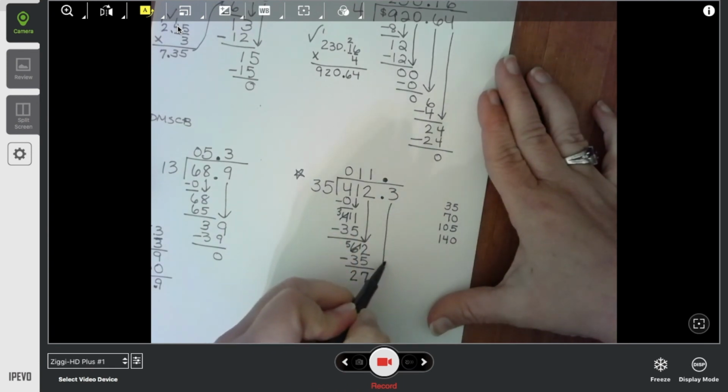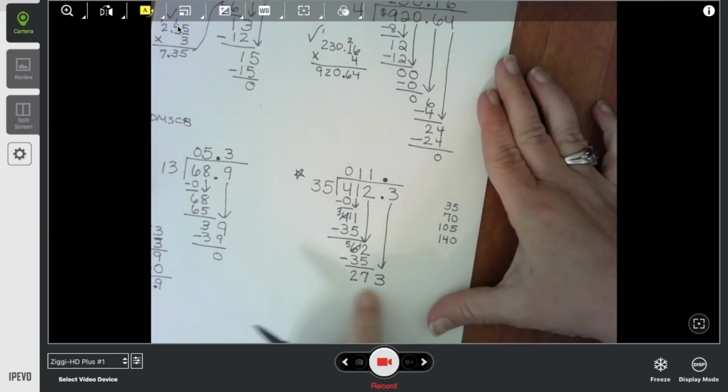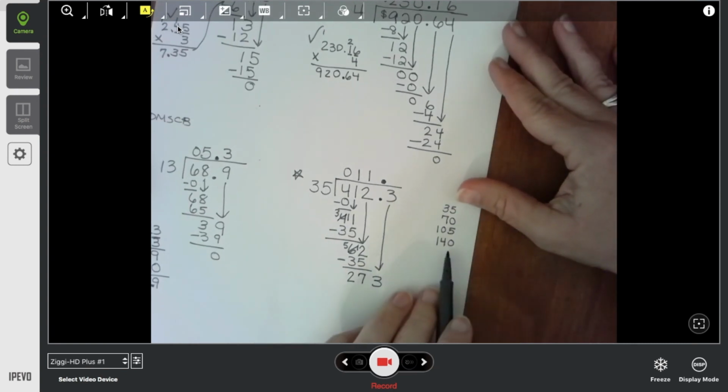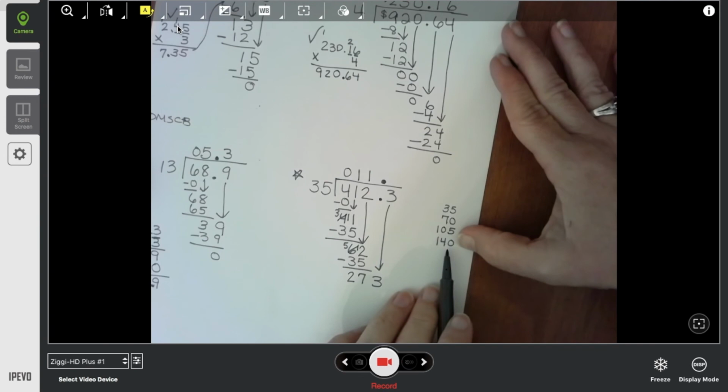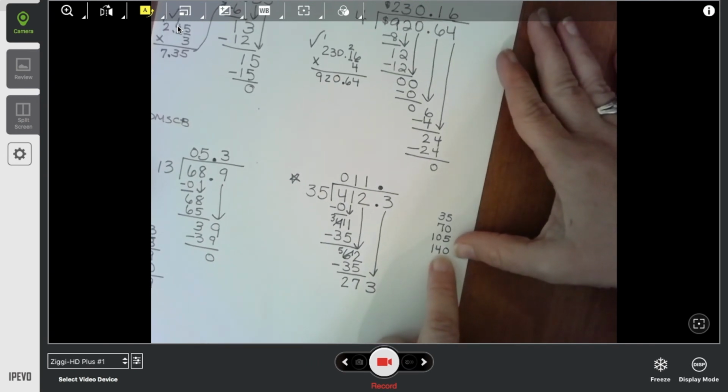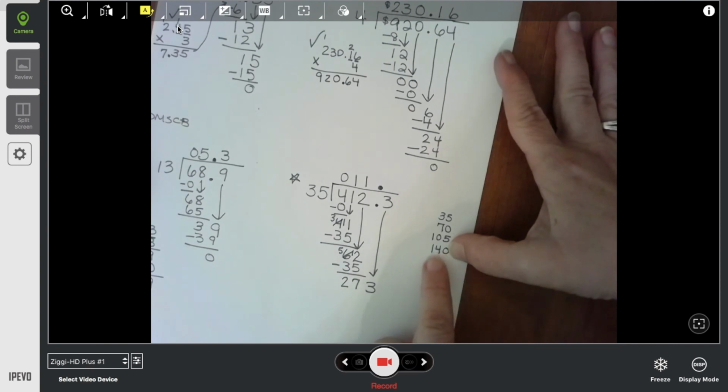Now we got to drop this 3 down. Wow, 273 divided by 35. So I've got some work to do here. If I had 140, I got to keep counting by 35. That's 4 35s. And if I doubled that, it would be almost this, just not high enough. So if I doubled 4, it would be 8. So I'm going to test 7. I'm going to do 35 times 7 and test that one out.